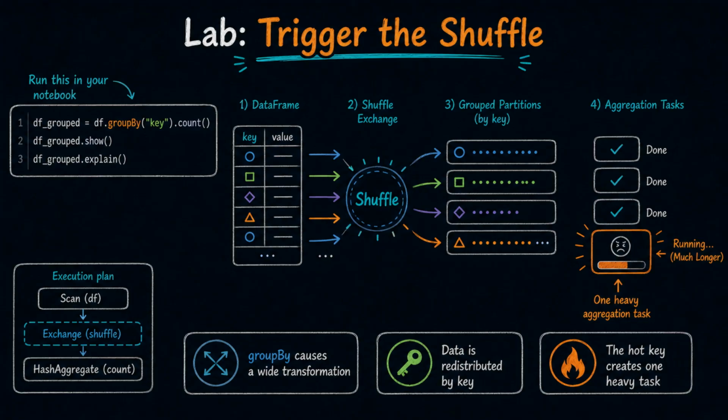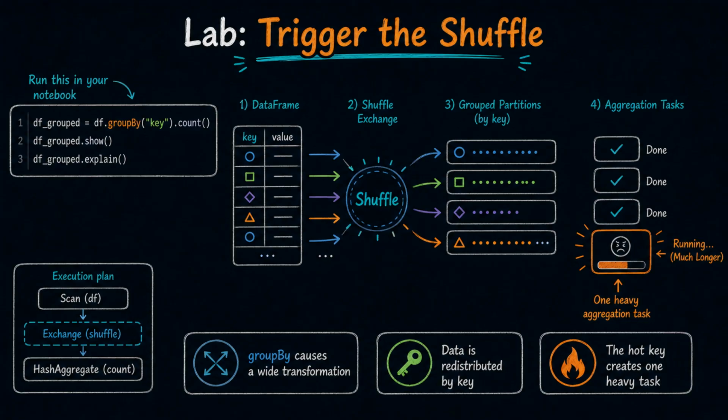During the shuffle phase, the data is reorganized based on the key values. For regular keys, this results in smaller, manageable partitions. However, when dealing with a hot key, meaning a key that appears much more frequently than others, it can create a single, extremely large partition.